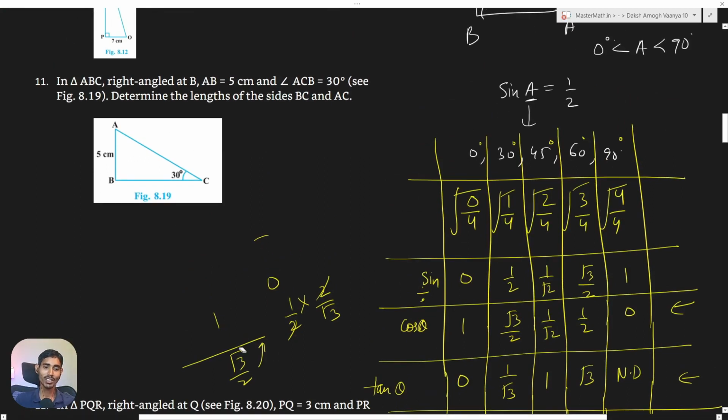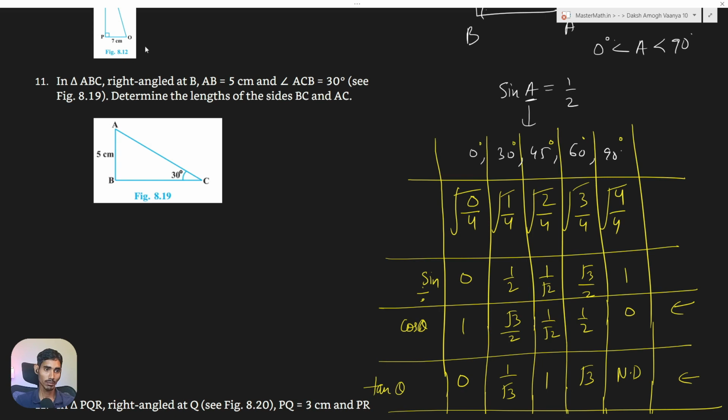Again, this is the basis of trigonometry. This is the first example, the river example, the Thames river example we took. This is the very basic question of trigonometry, the basic concept of the whole of trigonometry. So right angle triangle ABC is right angled at B, AB is 5 and angle ACB is 30. Determine the lengths of BC and AC.